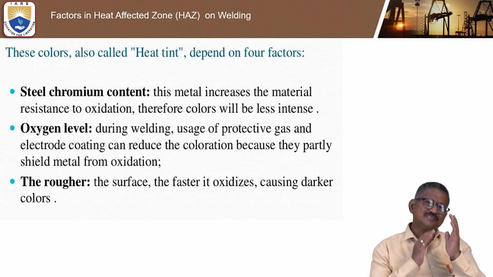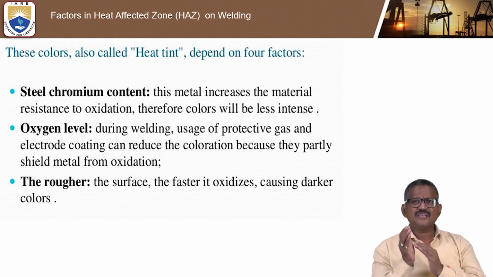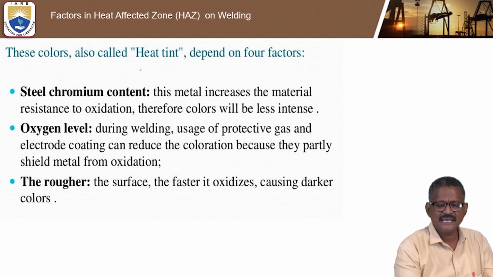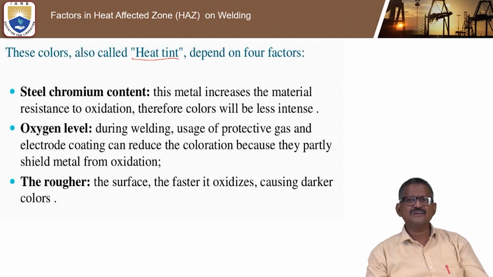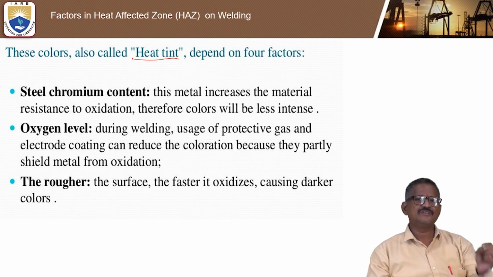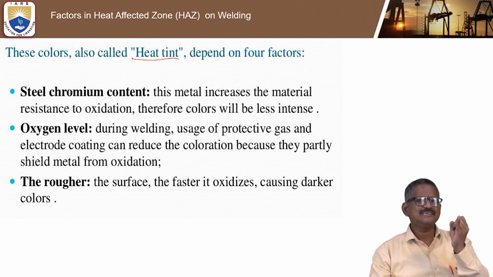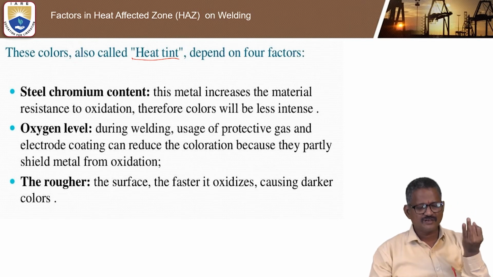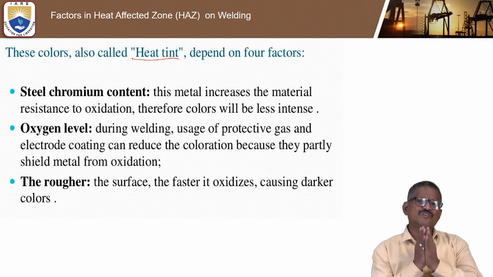Now let us see the main factors that affect the HAZ in the welding process. These colors are also called heat tint. This may be asked in competitive examinations: the colors used in the HAZ are named heat tint. It depends on three major factors: steel chromium content, oxygen level, and roughness.